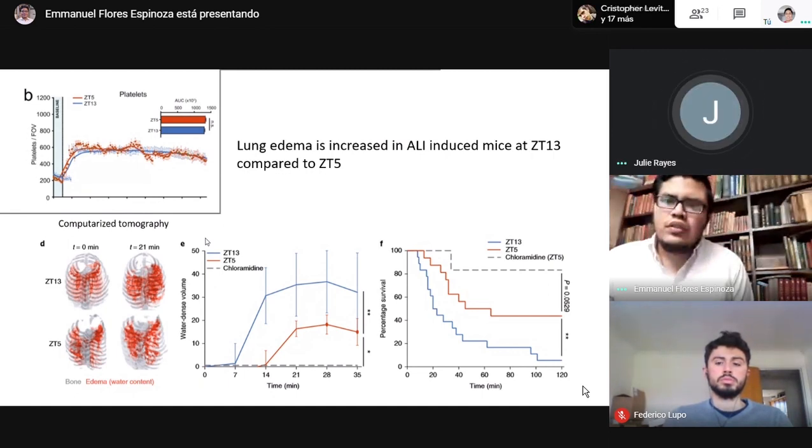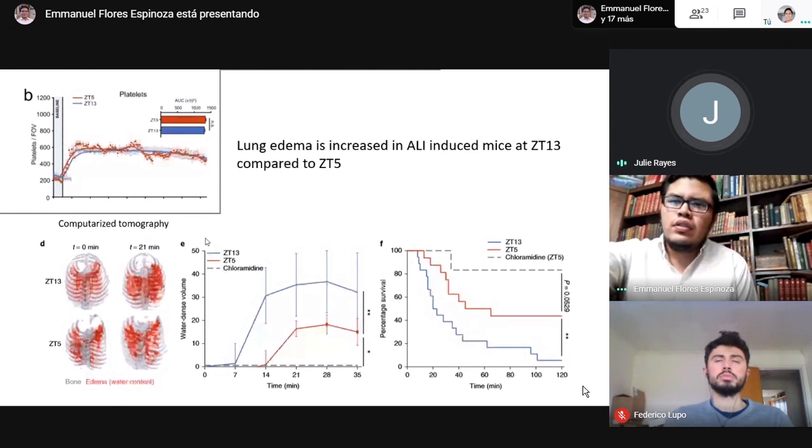I have a question regarding platelets. So you show that there's no difference in platelet numbers, but you don't see any differences in platelet-neutrophil aggregates either, or platelet activation markers, they are all the same?